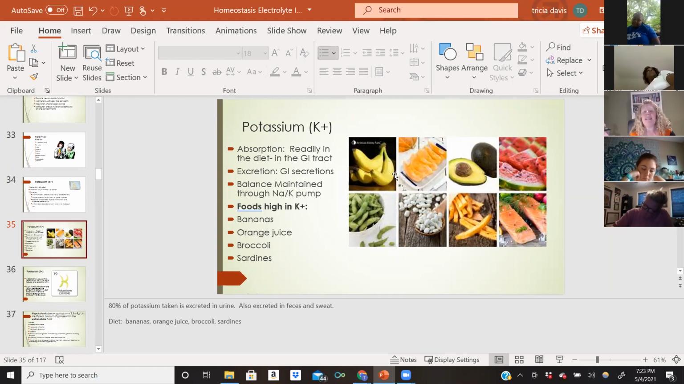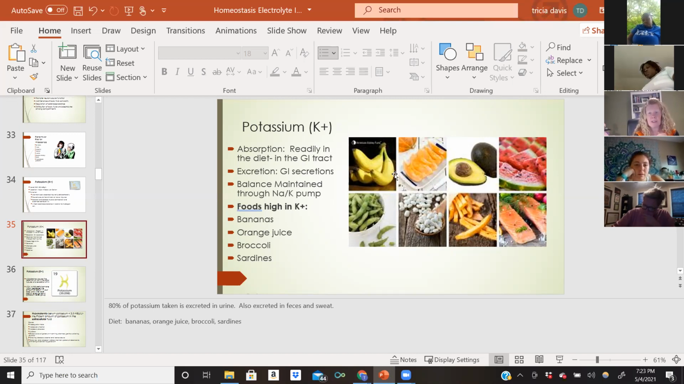We find potassium in bananas, which are high in potassium, orange juice, broccoli. We can see it in sardines. You guys need to know the diets for these different electrolytes, how we can find them, because you are going to be tested about how we can make sure our patients are compliant with bringing these electrolytes into their diet. So you guys need to know that.